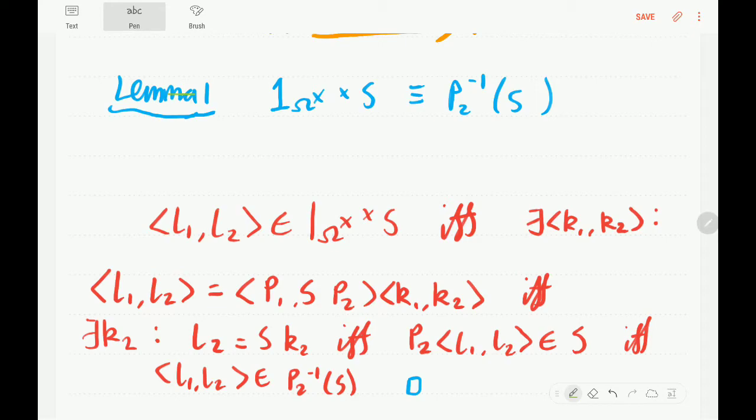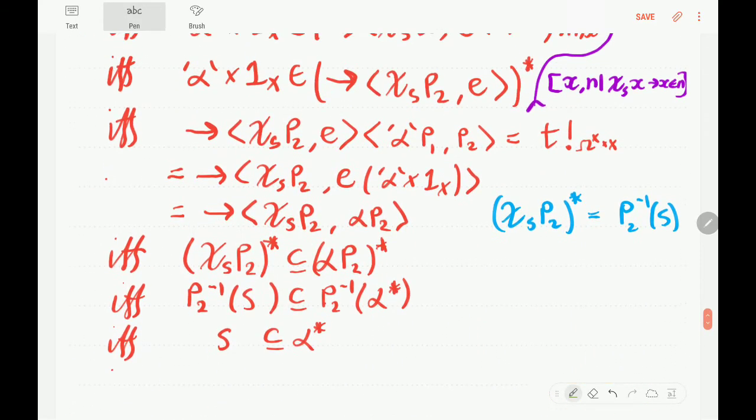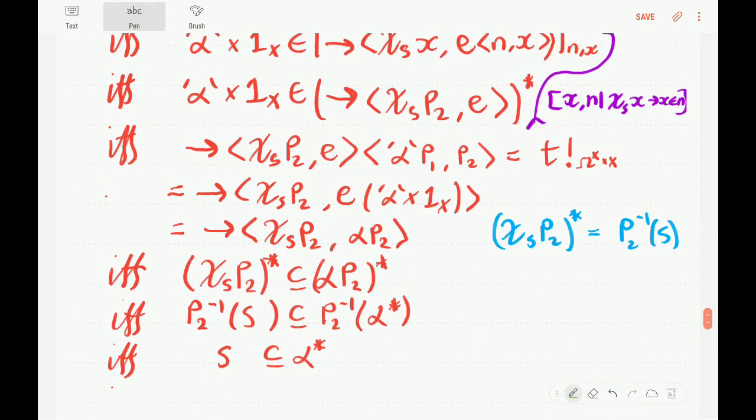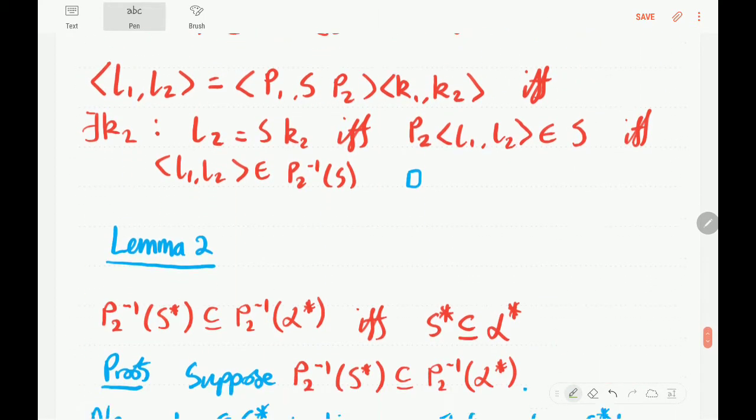But the next result then is actually finishing our proof, because it's proving that this line here is equivalent to this line here. And that's pretty much exactly what our next lemma states.